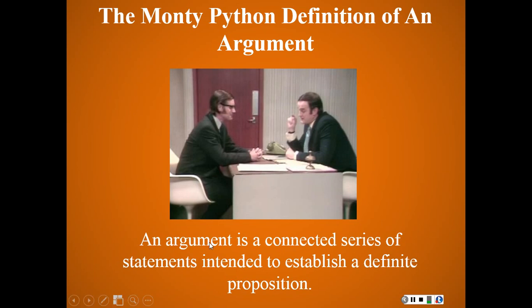And this definition of argument is pretty good as far as it goes, although one defect in it is this little word establish. The problem is that in philosophy, in politics, even in science, the purpose of an argument isn't to definitively establish some conclusion. Often the purpose of an argument is merely to lend some degree of rational support to a given conclusion. So this definition as it stands is a little bit too strong.